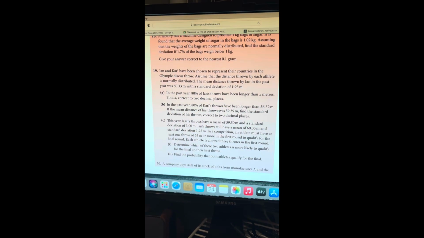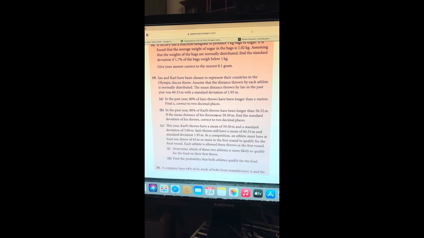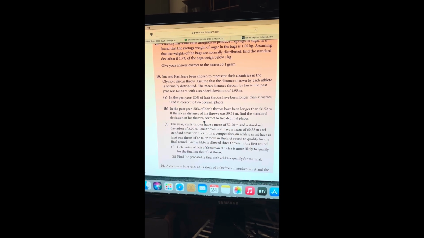Okay, this is number 19 from the Chapter 12 review. Sorry about the amazing quality that we have here. Okay, so here is the question. It is long. I'm not going to read it word for word. Key things though. Let's see if I can grab the mouse to point.